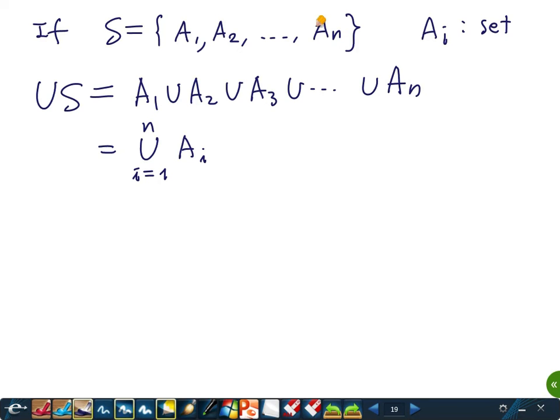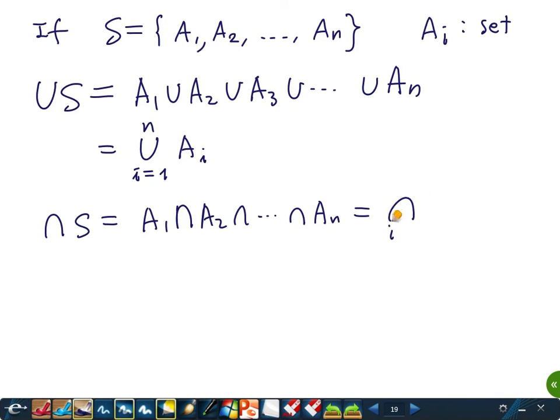If it's not, it can be even infinitely many sets, but you can still talk about whether X is an element of every set in S, or is an element of one set in S, something like that. Similarly, intersection is A1 intersect A2, and so on, or equivalently using this notation. Okay.